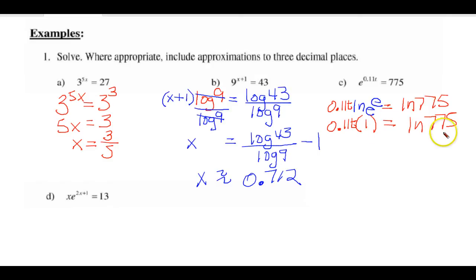So again, how do we solve this? Well, this 1 we can just eliminate here. To solve for t, we're going to divide both sides by 0.11. And keep in mind, this is not a log, it's just the number. And we then get t. This is the exact answer.